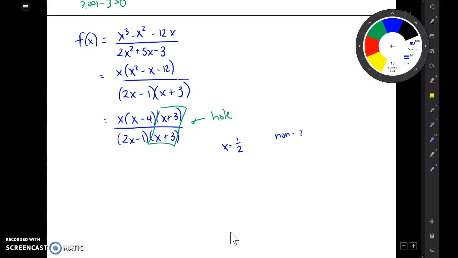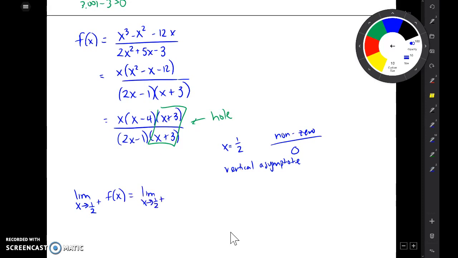So it's going to be some non-zero number divided by 0. So again, that tells me that x equals 1/2 is a vertical asymptote. But let's explore this a little bit more. If I look at the limit as x approaches 1/2 from the right side, let's just start with that, of our function. I'm taking the limit as x approaches 1/2 from the right.